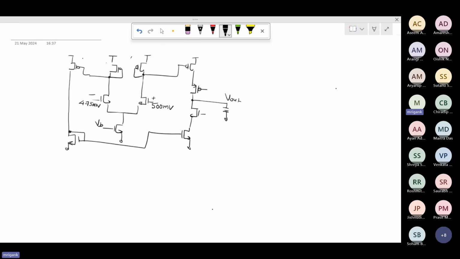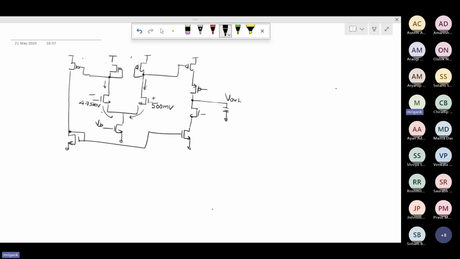And now what we are seeing is that here the DC current is also very skewed. Most of the current is flowing because in the first stage, the VGS difference is significant here and here.